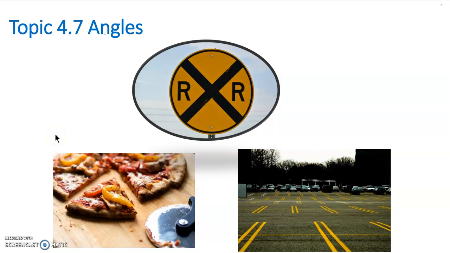Hello, in this lesson, topic 4.7, we're going to explore angles. Angles are everywhere in our life: railroad crossings, when we cut up pizza or cake, intersections and parking lots. We see angles everywhere. In this lesson, we're going to identify different types of angles, angles that work together, and angles that are opposite angles. So we'll look at all different kinds of angles in this lesson.